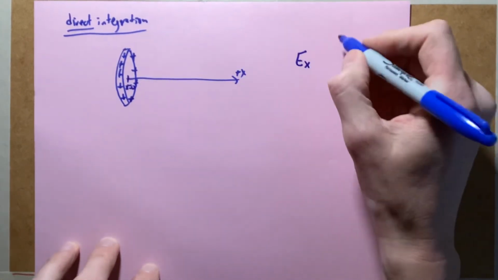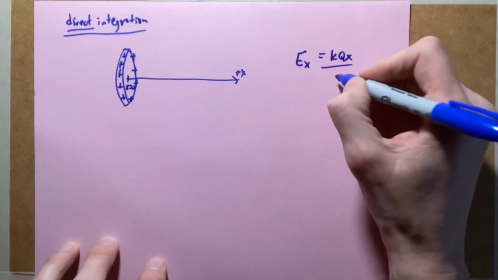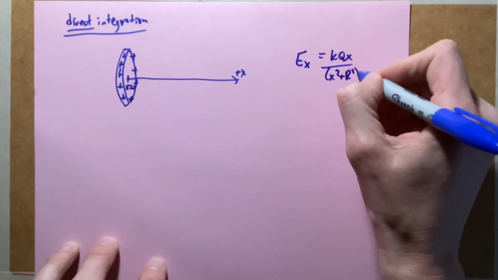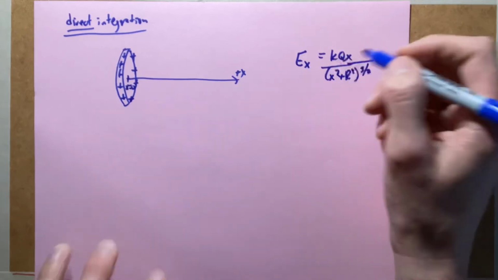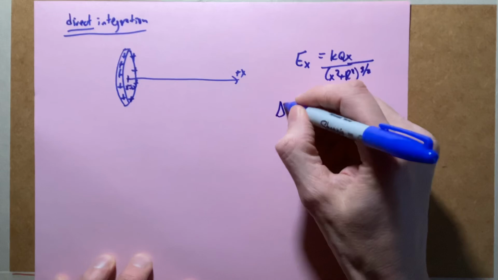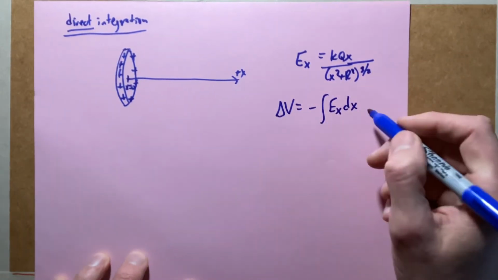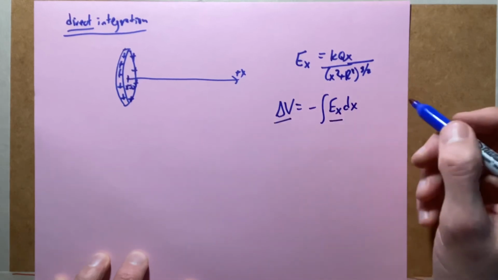Ex was equal to kqx over (x squared plus r squared) to the 3/2. That's just the x component. I don't need to put the i hat there, but that's also the electric field as a whole. There is no y or z component. So what we've been doing this whole lecture is finding the voltage from integrating the electric field.